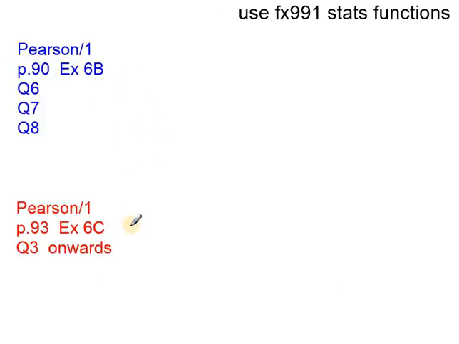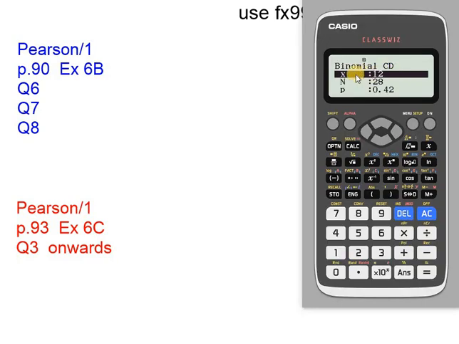For practice, try these questions, and this time use the calculator's built-in statistical functions only. The quickest way to calculate binomial probabilities is with the calculator. However, there may be some questions where there's a missing n value or a missing p value where you have to use the tables. Because on the calculator we need all 3 of these values to do any calculations.